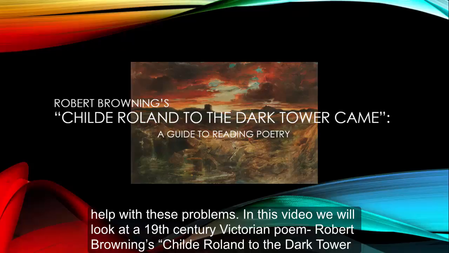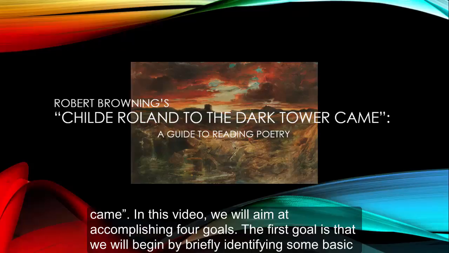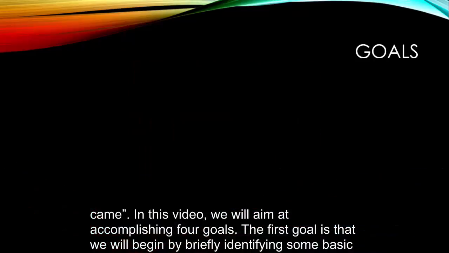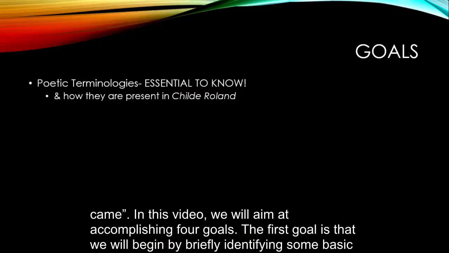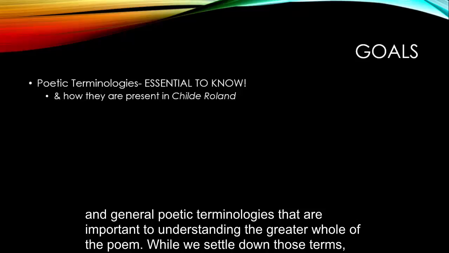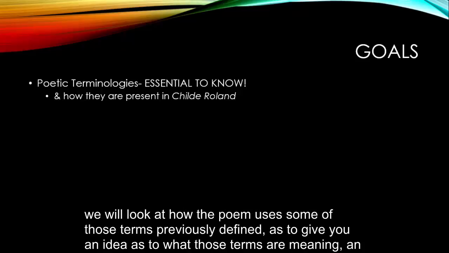In this video, we will look at a 19th century Victorian poem, Robert Browning's Childe Roland to the Dark Tower Came. In this video, we will aim at accomplishing 4 goals. The first goal is that we will begin by briefly identifying some basic and general poetic terminologies that are important to understanding the greater whole of the poem. While we settle down those terms, we will look at how the poem uses some of those terms previously defined, as to give you an idea as to what those terms are meaning, an application of sorts.